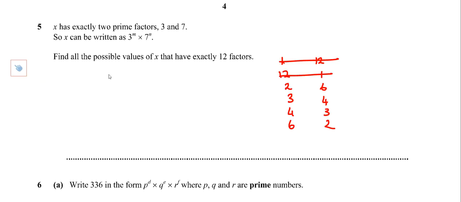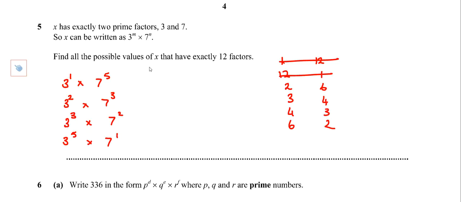So that leaves me with 3 to the power of 1 times 7 to the power of 5. 3 to the power of 2 times 7 to the power of 3. 3 to the power of 3 times 7 to the power of 2, and then 3 to the power of 5 times 7 to the power of 1.